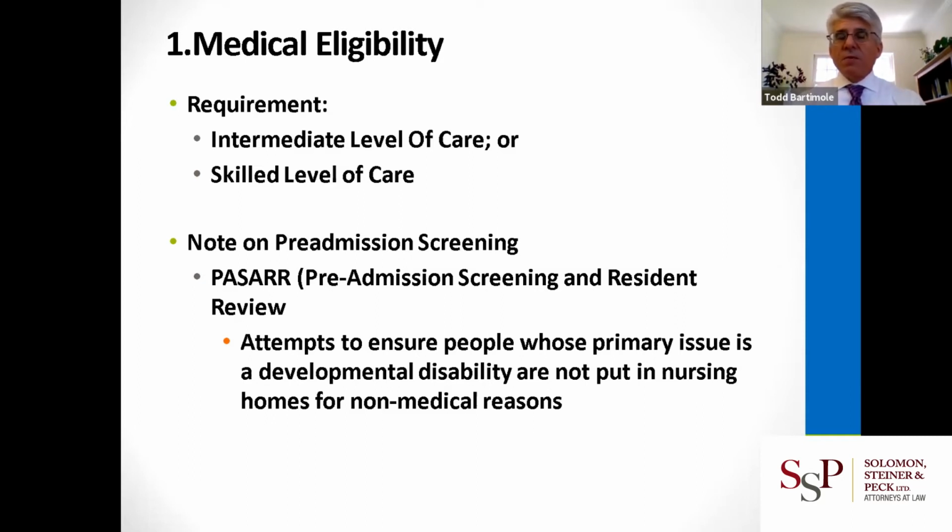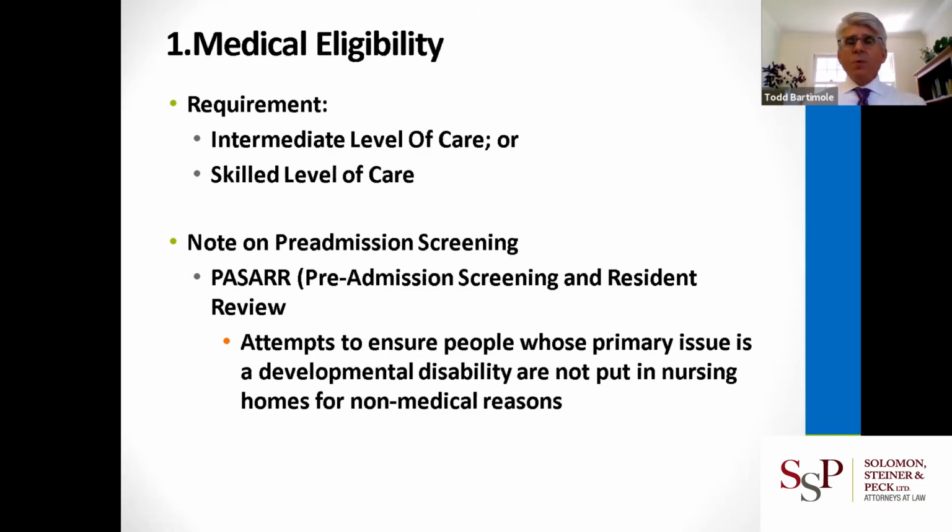And an intermediate level of care, a lot of us have heard of the skilled level of care, which is a little bit more intense care. If you have a skilled level of care, you certainly can also be in a nursing home under Medicaid. You need to be at least an intermediate level of care. So we're going to talk on the next slide about what an intermediate level of care is.